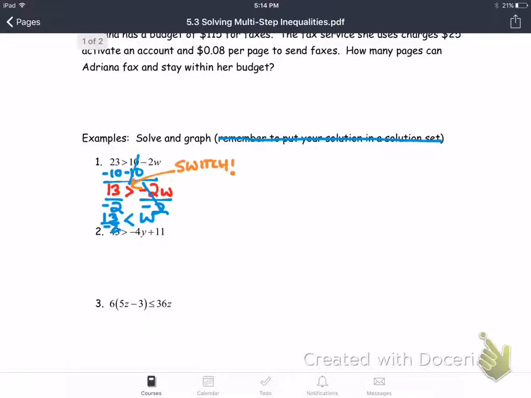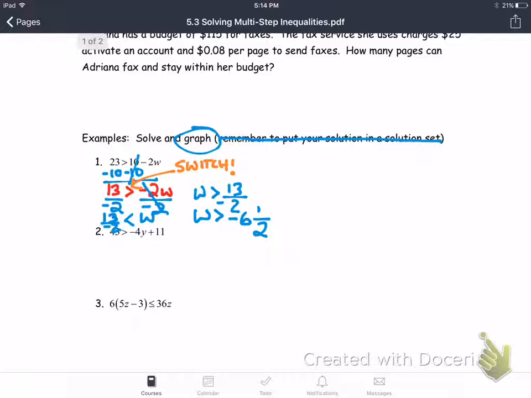So now we have negative 13 halves is less than w, or if you want, you can do w is greater than negative 13 halves. Don't worry that it's a fraction, or if you want, you could say w is greater than negative 6.5.